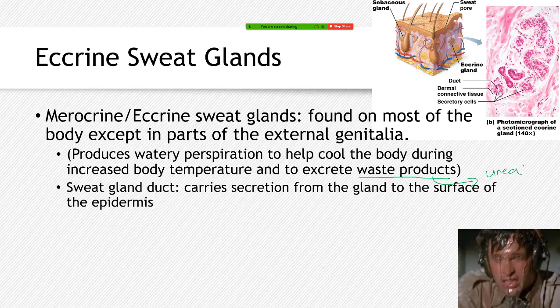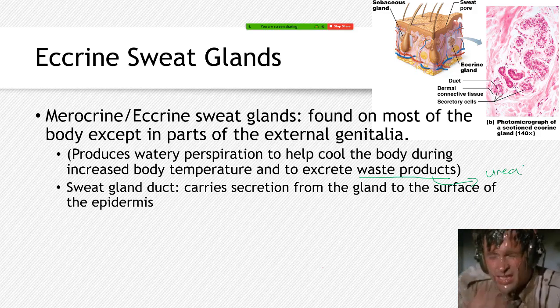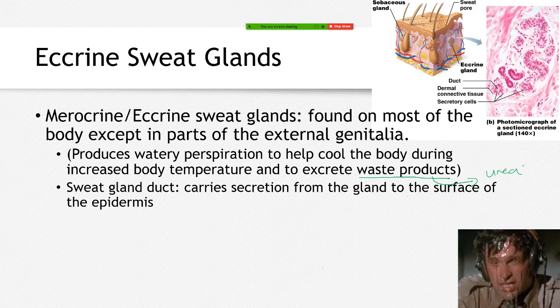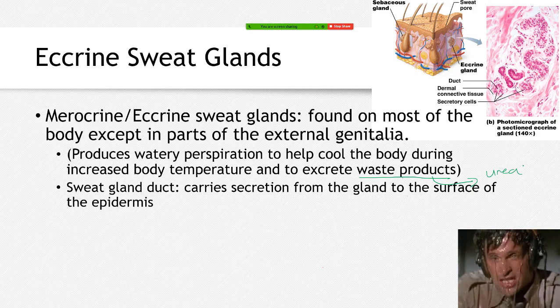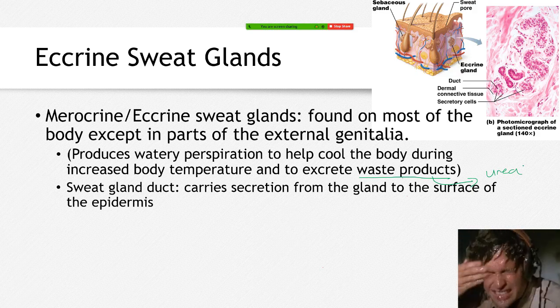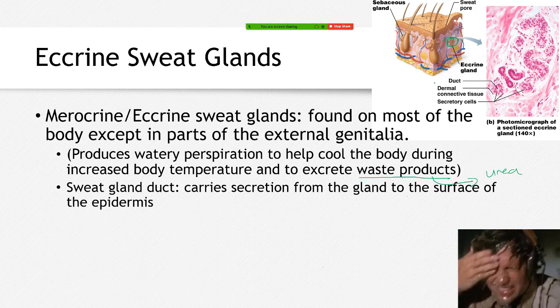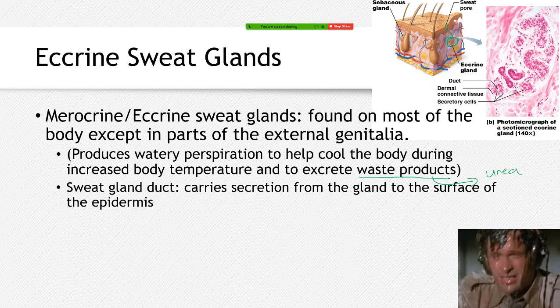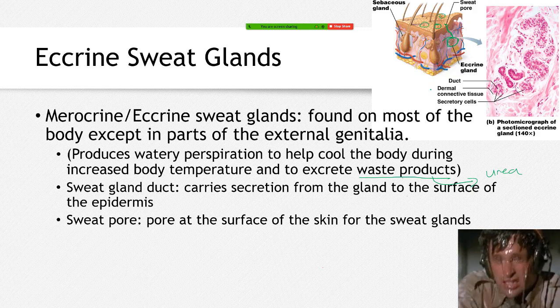All right. So these sweat glands end up going to the surface of the skin. They do that by using something called the sweat gland duct. The sweat gland duct leads the sweat to the surface of our bodies. So when we look at this picture here, here's the eccrine gland, and here's the sweat gland duct. And then at the very surface here, we have the sweat pores, where the sweat actually comes out from.